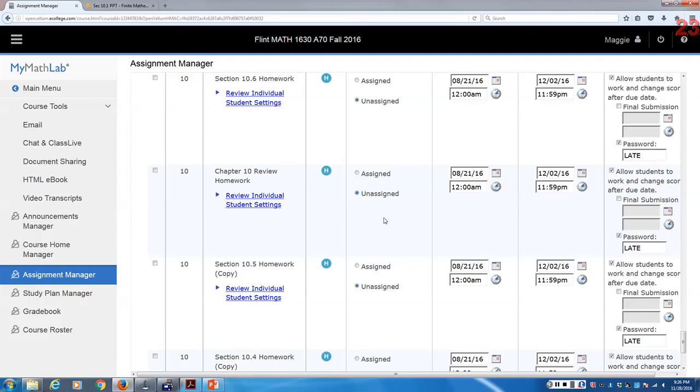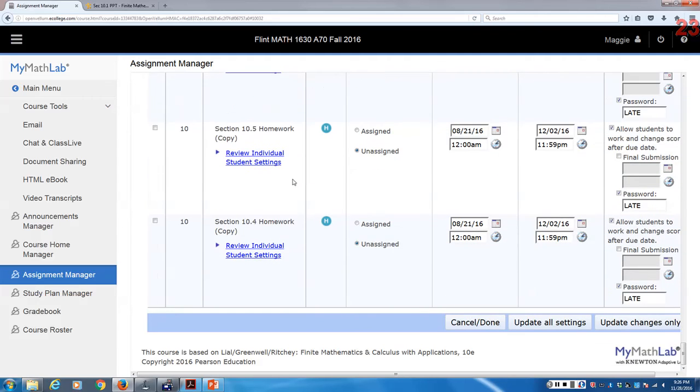Just took sorry, off the review homework. I was going to clarify, if you see something that says copy in there, don't do that. It's not assigned. It was a copy I made in order to be able to make changes. Okay.